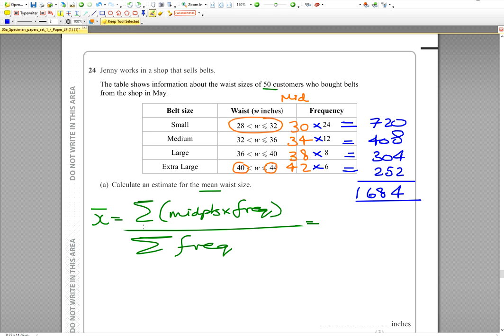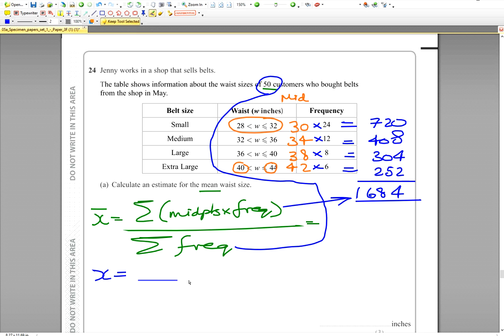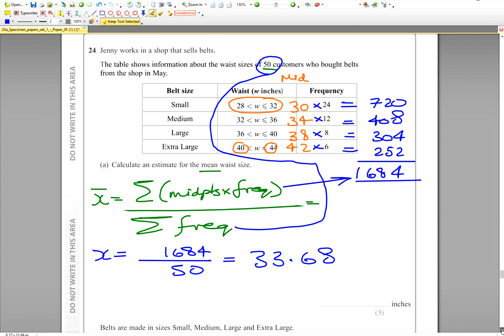So the mean is equal to the sum of the midpoints times the frequency, which is 1684, and the sum of the frequency is 50. So it's going to be 1684 divided by 50, which will give us a total of 33.68.